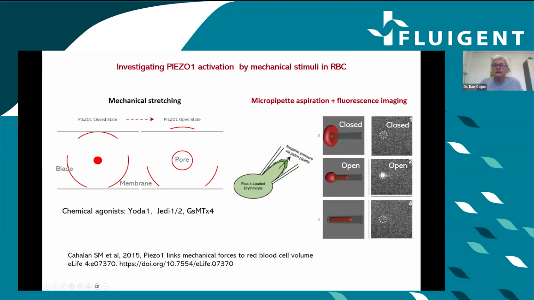So how can we investigate Piezo1 activation by mechanical stimuli? Again by using micropipette aspiration on red blood cells loaded with a fluorescent dye, Fluo-4 for instance. As you can see in the sequence of images, when we increase the pressure and the cell deforms more and more, at a moment we see the fluorescent signal, which means that the channels open and calcium ions enter from the outside solution into the cell.